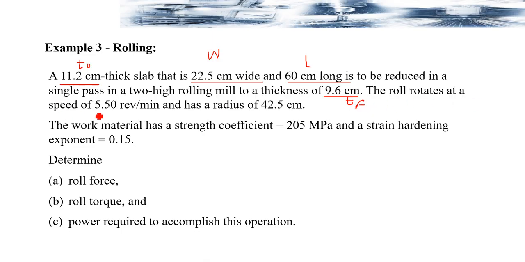The roll rotates at the speed of 5.5 revolutions per minute. That's the N capital. And it has a radius of 42.5 centimeters. That's the R capital. The work material has a strength coefficient of 205 megapascal, that's the K, and a strain hardening exponent of 0.15, that's the n. We need to find the roll force, the roll torque, and the power required to accomplish this operation.